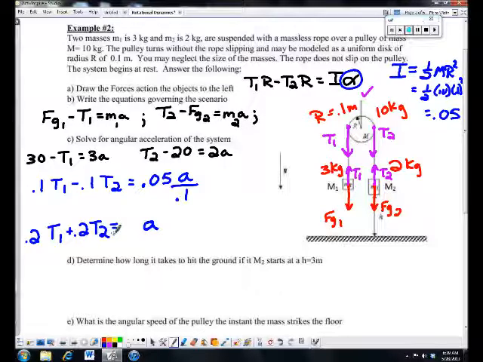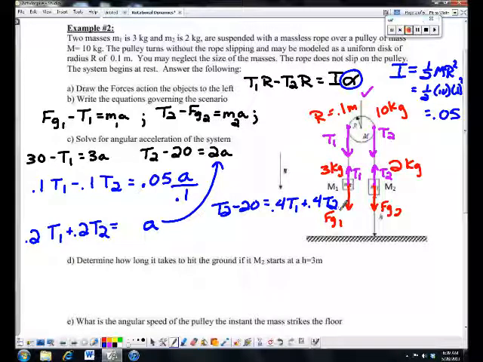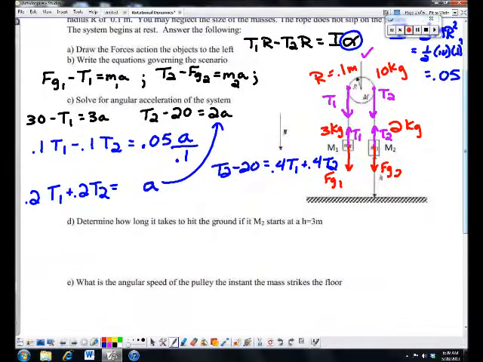I'm going to stick it in over here. So I've got T2 minus 20 equals, twice that again, so it's 0.4 T1 plus 0.4 T2. And then I can do this a couple different ways. I can solve for T2 if I want to. I can solve for T1. It doesn't particularly matter which approach I use.